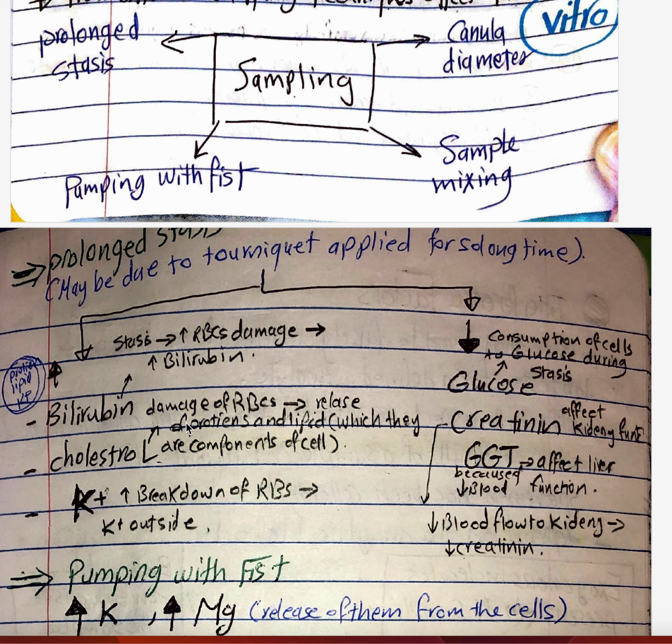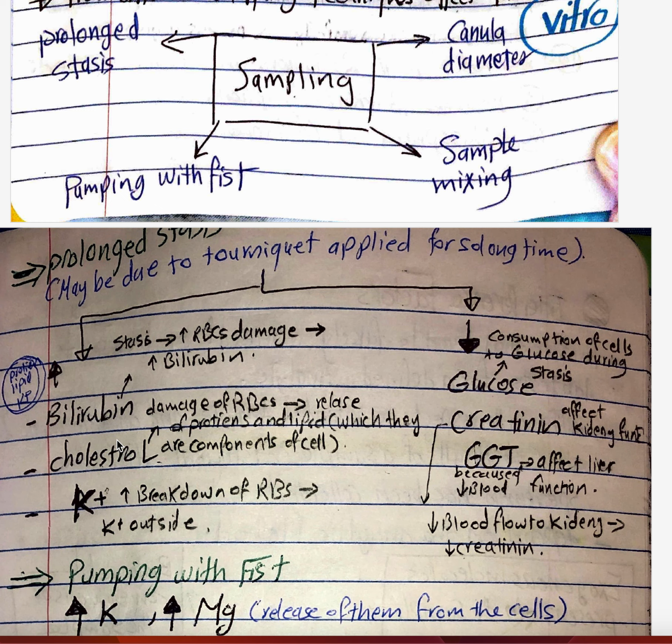But we want to understand how this can happen in prolonged stasis. So this is the first factor of the influencing factors that is in vitro, during the sampling technique. Why does it increase the bilirubin? Because stasis means damage of the RBCs. If there is damage of the RBCs, then that increases the bilirubin.